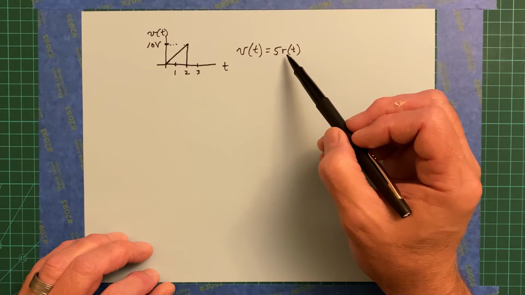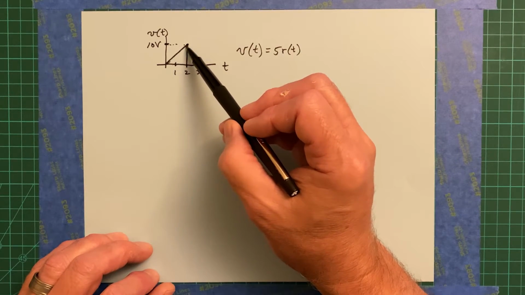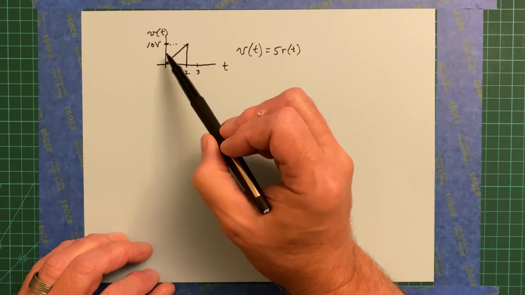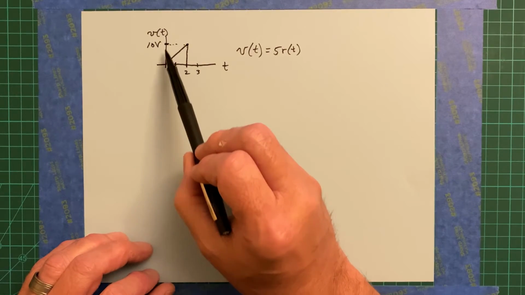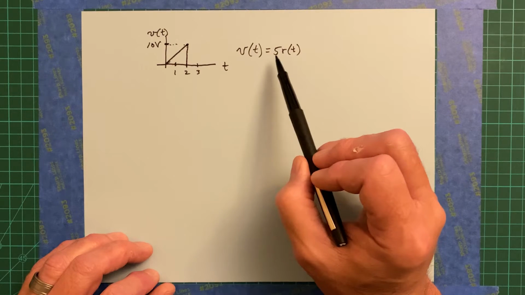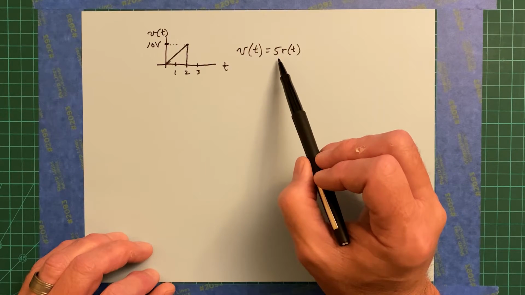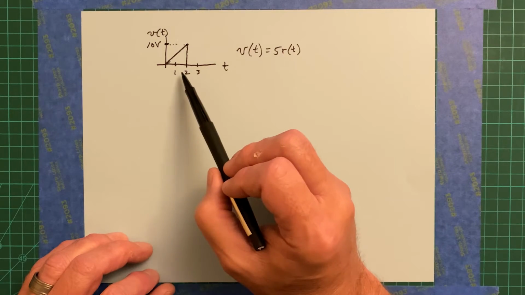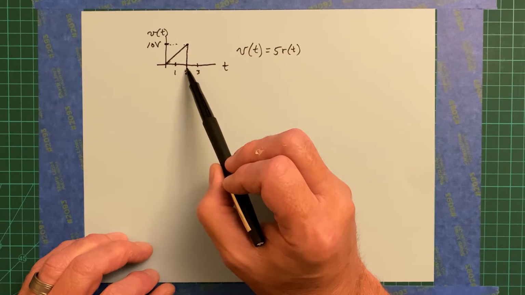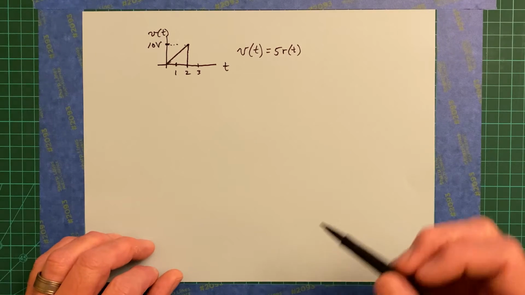And it'll rise up with a slope of 5. So rise over run, rise is 10, run is 2, so that's 5. That's where that 5 comes from. So after 2 seconds, it's risen up to that.